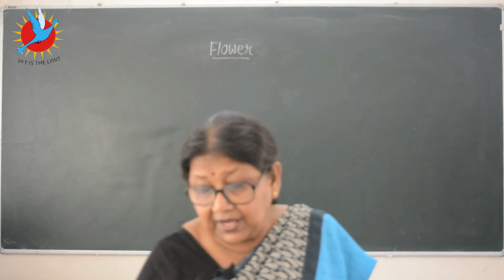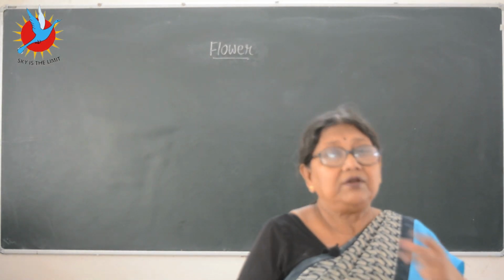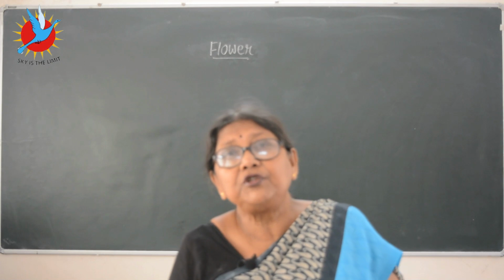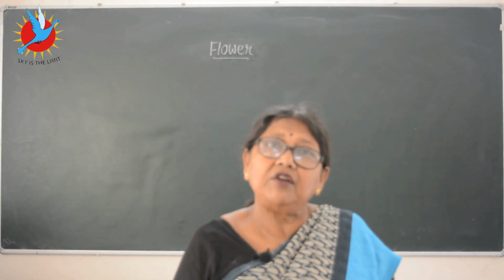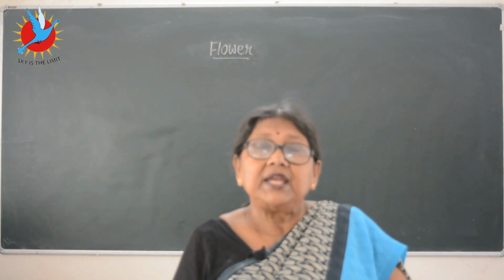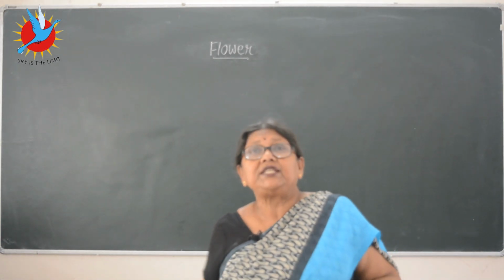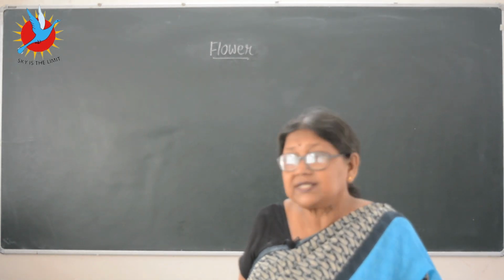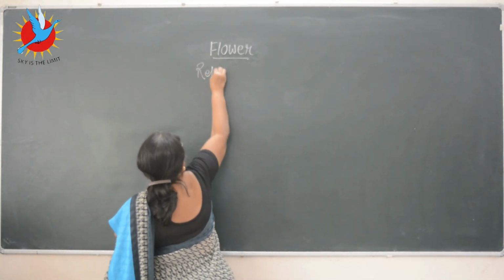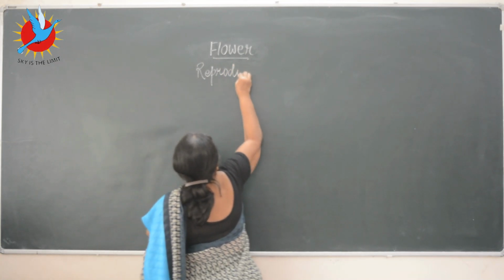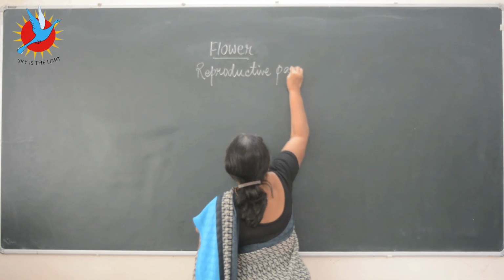A flower is very essential for a plant. Why? Because from the flowers only, through certain processes, fruits and seeds are formed, and those seeds will give rise to another generation of new plants. So they are helping the plants to carry on their life cycle. So they are called the reproductive part of the plant. So flowers are the reproductive part of the plant.